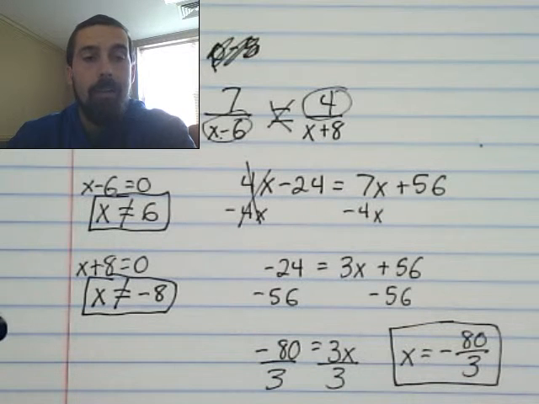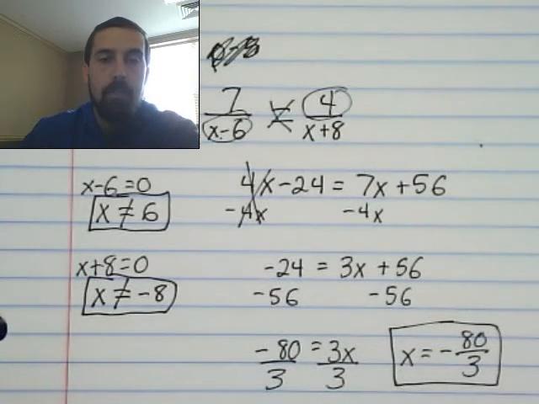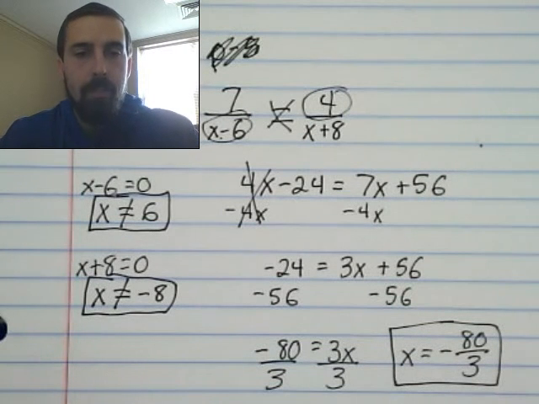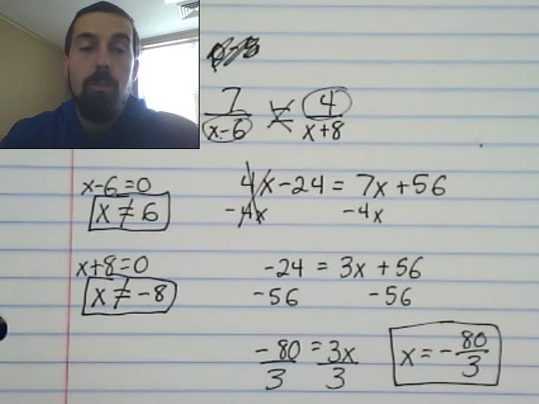And we know that x cannot equal 6 or negative 8 because those are our excluded values which we found in the beginning. And that is solving proportions.